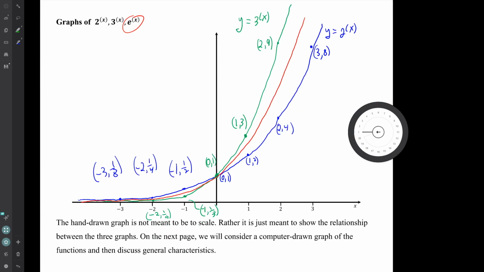So this graph would have the point 0, 1 and 1 comma e, which is between 1 comma 2 and 1 comma 3. It would have the point 2 comma e squared, whose y value is between 4 and 9. And it would have this point over here, negative 1 comma 1 over e, which is between negative 1 comma 1/3 and negative 1 comma 1/2. So this graph is not meant to be drawn to scale, but it's just meant to show the relationship between these graphs. On the next page, we'll look at a computer-drawn graph.